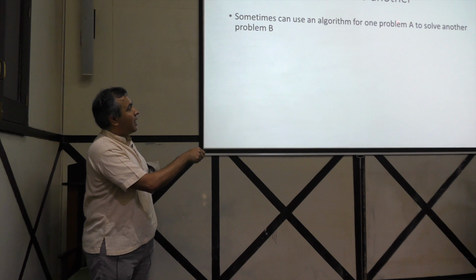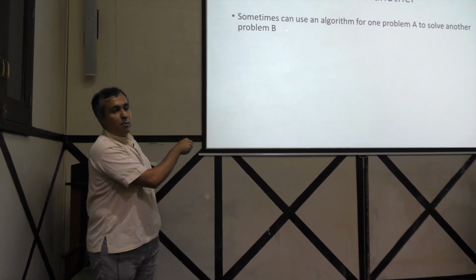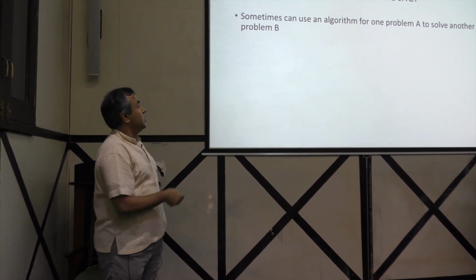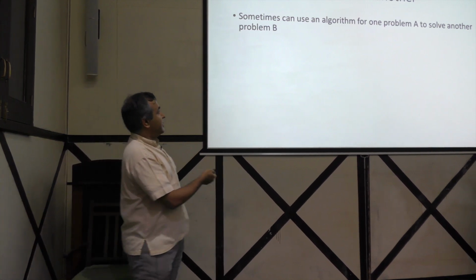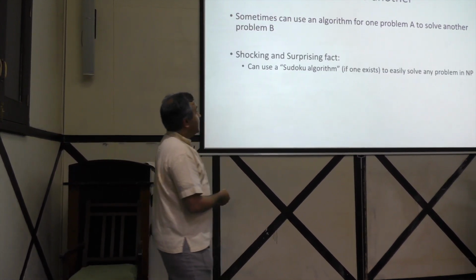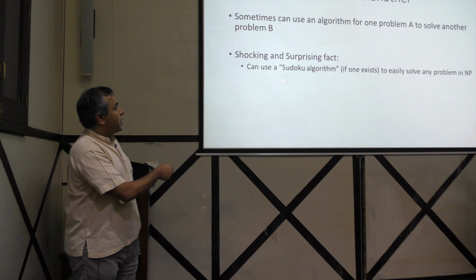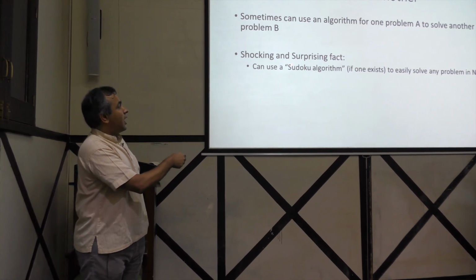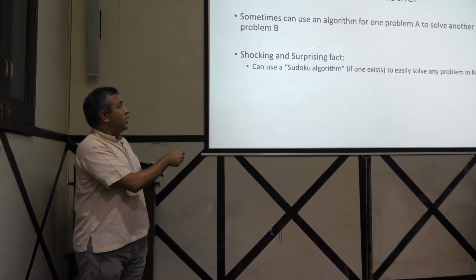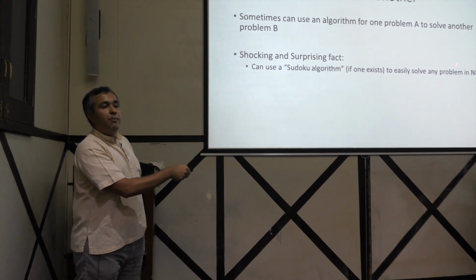If somebody gives me an algorithm for problem A, this means I can solve problem B. This is the notion of reduction. Of course, the question we'd ask is whether there is a reduction between these two problems. Strangely enough, we can show that if somebody actually really comes up with an algorithm, a Sudoku solver, we can use that Sudoku solver to solve any problem in NP.